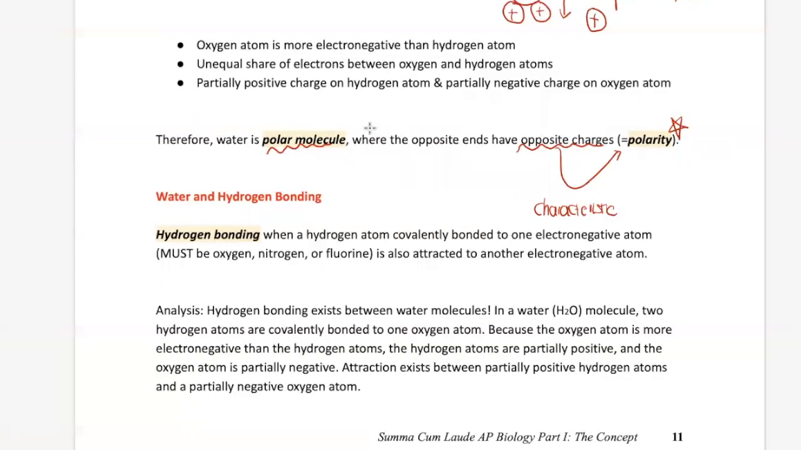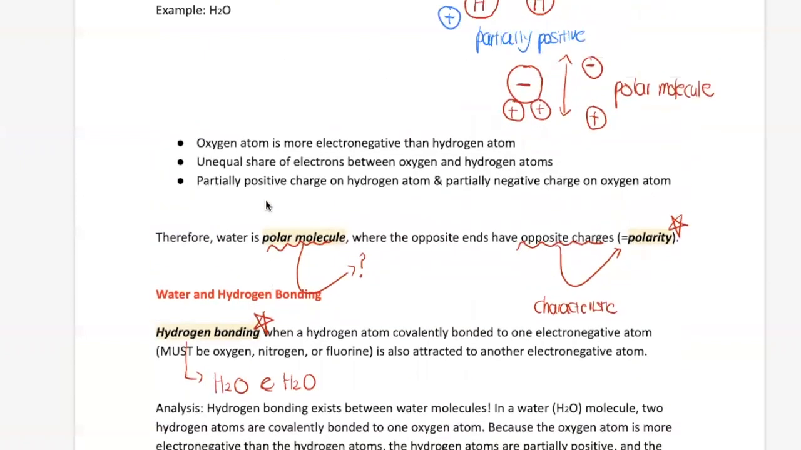Then why does it really matter? Why is it important to know that water is a polar molecule? We have to learn about how a single H2O molecule and another single H2O molecule interact. These two water molecules are not bonded to each other, meaning that they're not sharing valence electrons. They're not actually tightly bonded. They're bonded by something called hydrogen bonding. Allow me to explain.